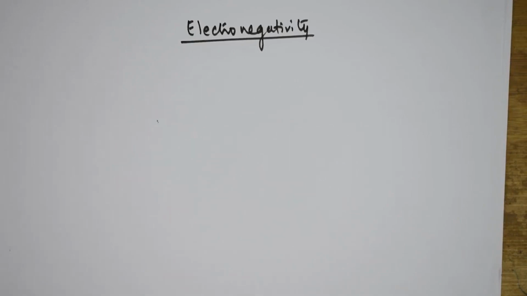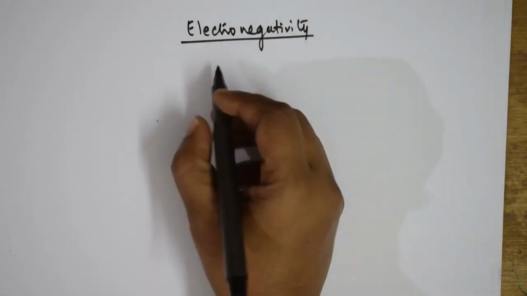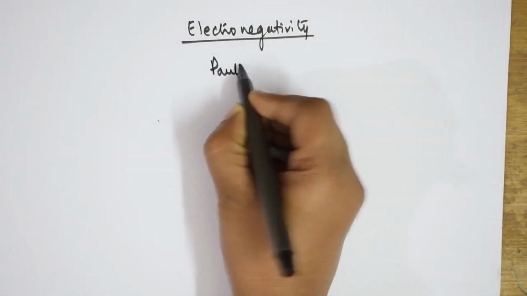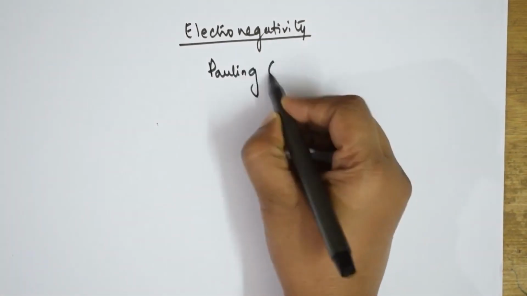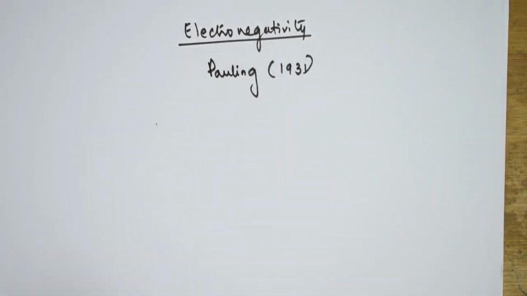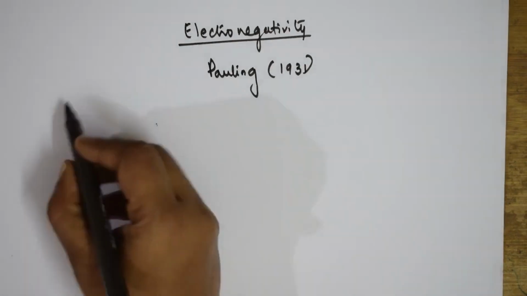So electronegativity, first of all, this concept of electronegativity was brought into effect by Pauling. Right? Pauling gave us this in 1931. He said, what is the electronegativity definition? It is the power or the tendency of an atom in a molecule to attract the shared pair of electrons towards it.